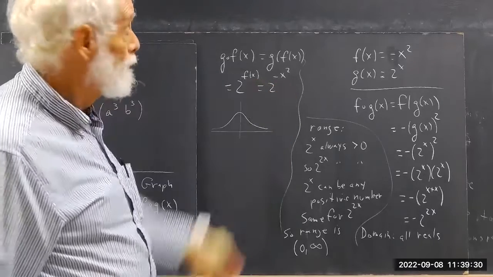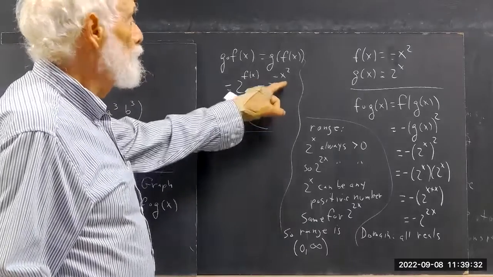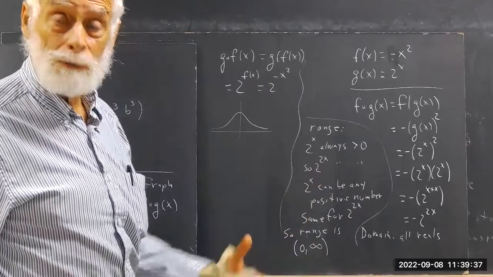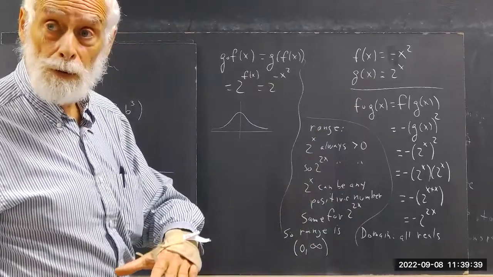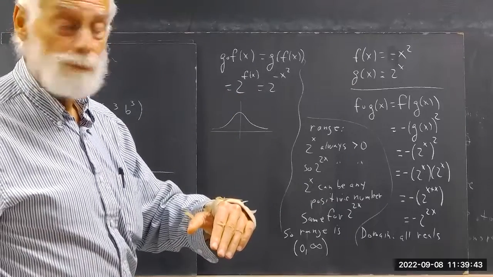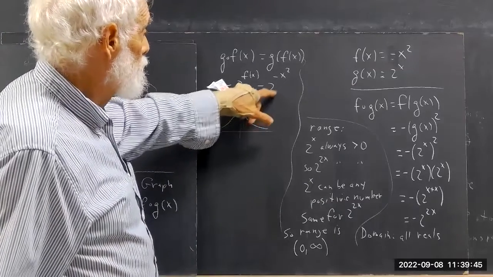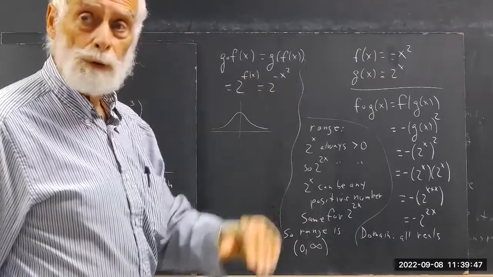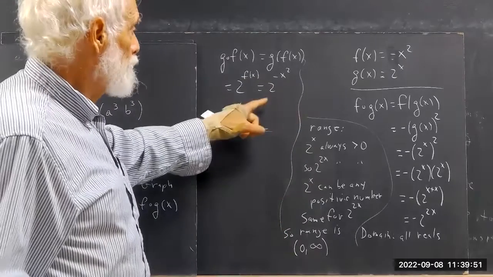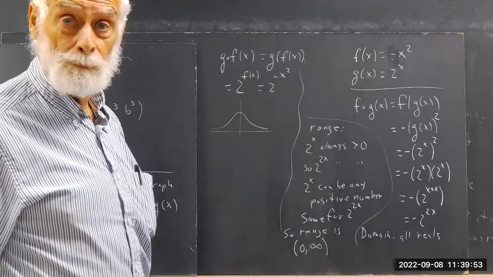If you raise 2 to a negative power, you know from your calculations in the graph of the 2 to the x function, you're going to get a number less than 1. So 2 to the negative x squared is always less than 1 unless x equals 0, in which case you have 2 to the 0, which is 1.